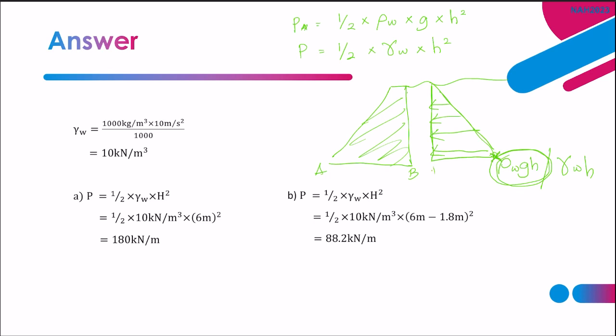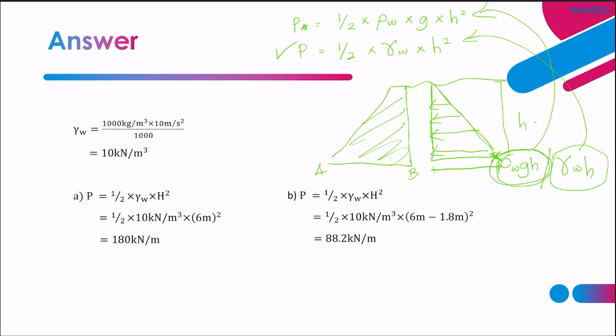Because this is the width, and the height is h. Therefore, density of water times gravity acceleration times height again. That's why it becomes power of 2. Or if it's like this, then it's like this. So we can choose either one, it doesn't matter. But here, I use this one.